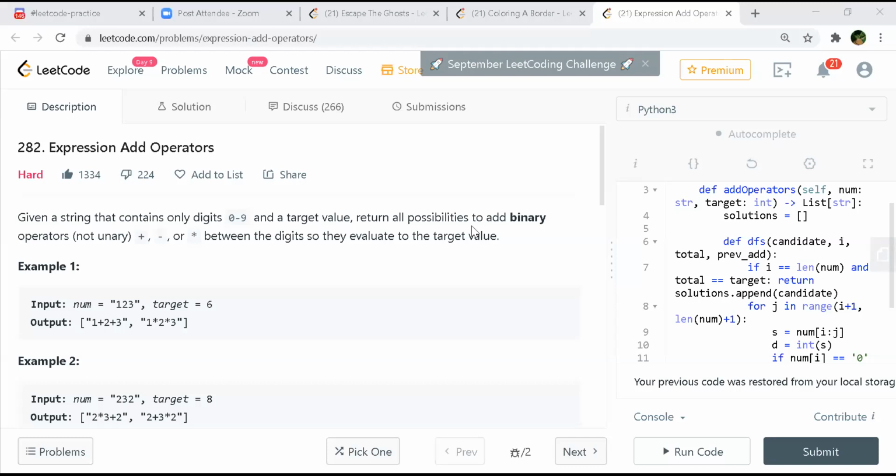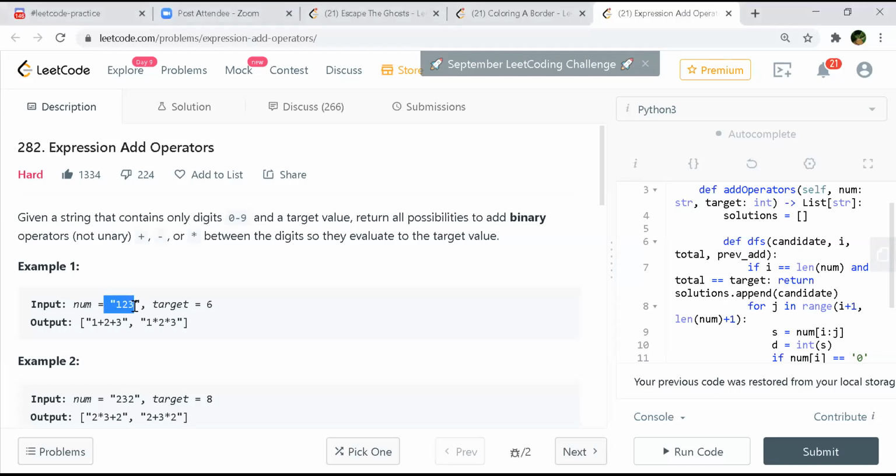Yeah. Okay, sure. So our first problem is Expression Add Operators. A string is given that contains digits from 0 to 9 and a target value, and we are supposed to return all the possibilities to add the binary operators between the digits so that they evaluate to the target value.